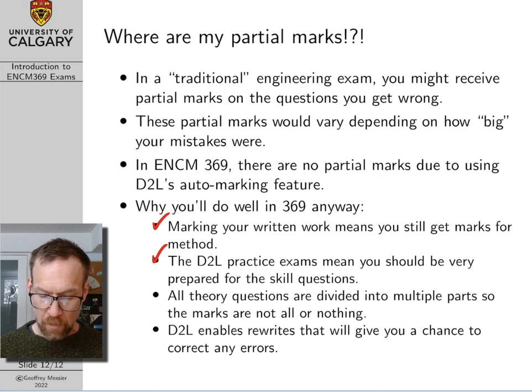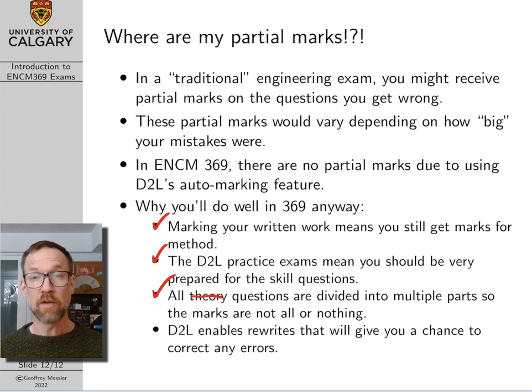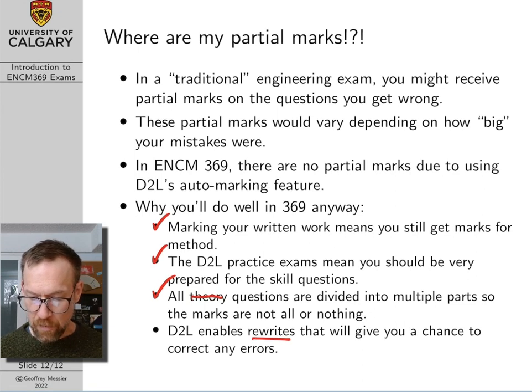All the questions, theory questions, this actually should be skill questions. All skill questions are divided into multiple parts, right? So it's not all or nothing. If the D2L marks are out of 10, there'll usually be like 4 parts, sometimes 6 parts, sometimes 8 parts, each worth a couple of marks. And so you'll be able to get partial marks just because I'm asking you for a number of solutions. And the big thing is the rewrites, right?